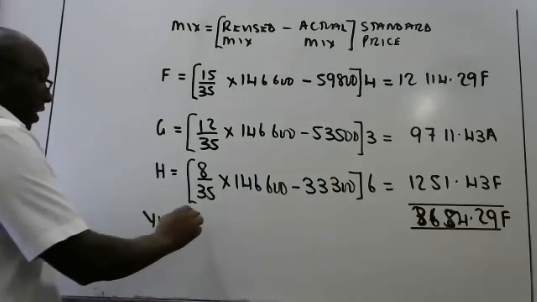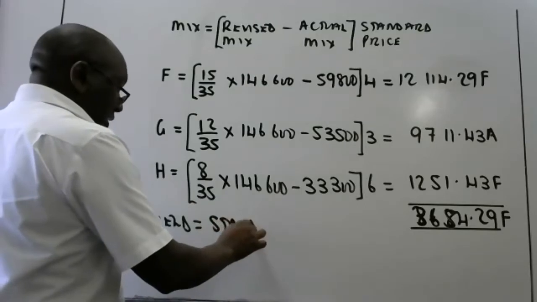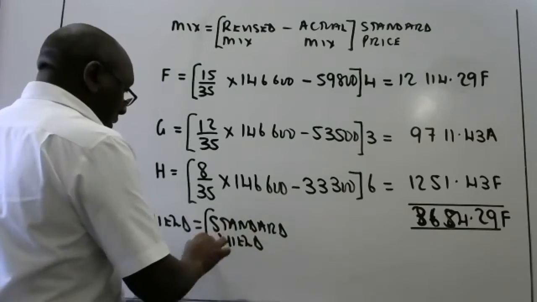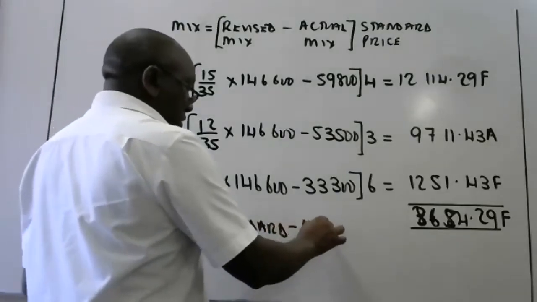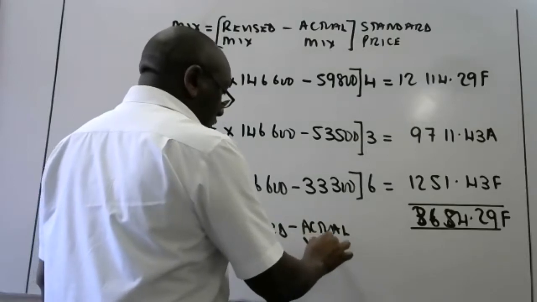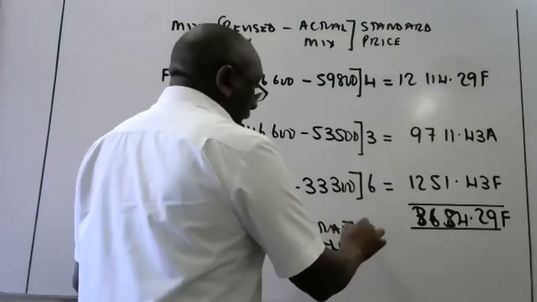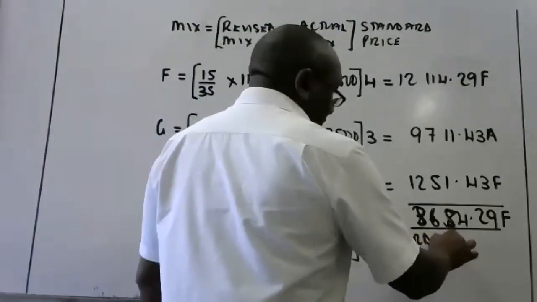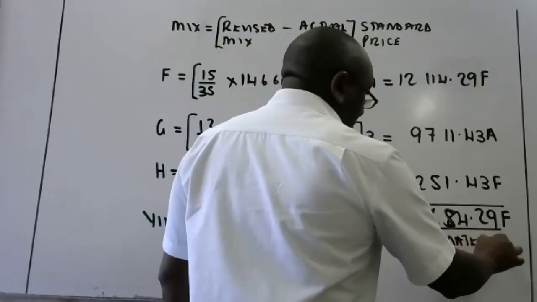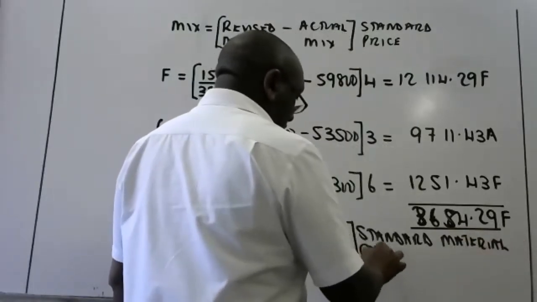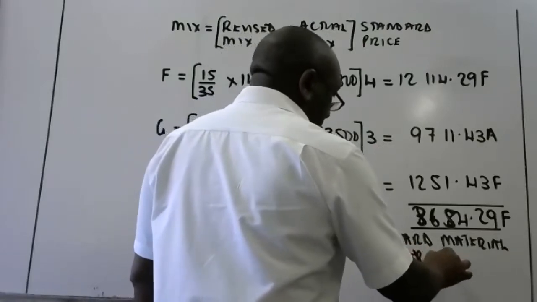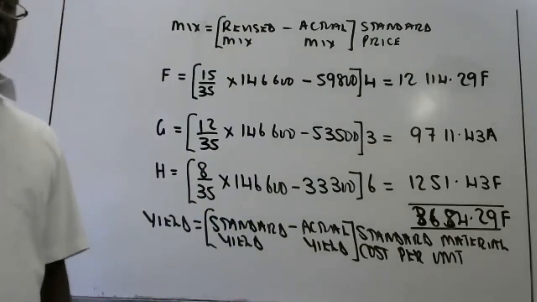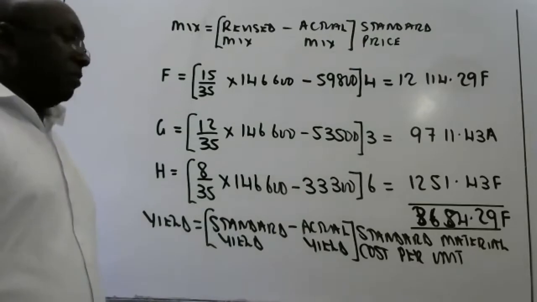So yield is given as a standard yield. Standard yield minus actual yield, and you multiply by standard material cost per unit. Yield is standard yield minus actual yield.